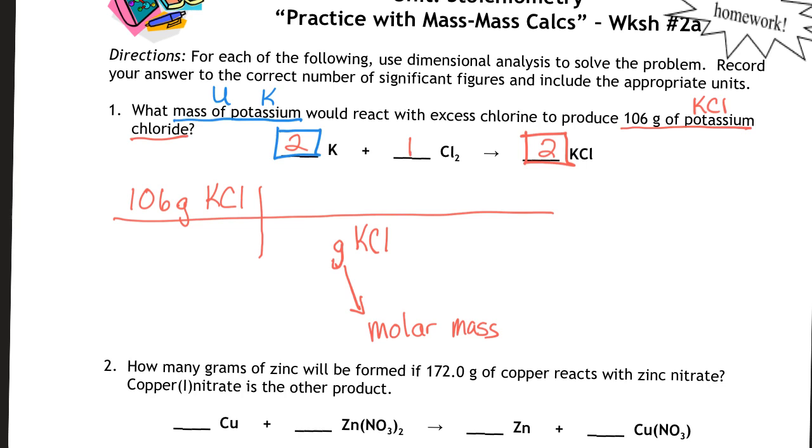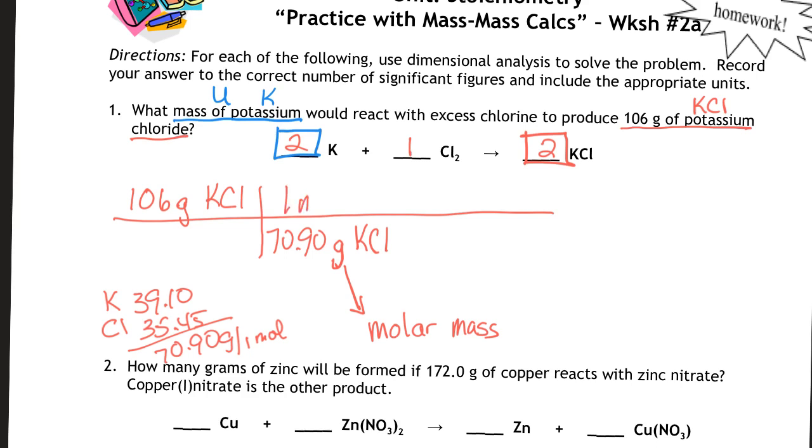So to get the molar mass of KCl, I'm going to need an atom of potassium, an atom of chlorine, and I got to put this on hold because I didn't grab my periodic table. So the mass of potassium is 39.10, and chlorine is 35.45. When you add that together, you're going to get 70.90 grams per 1 mole of potassium chloride. So my 70.90 is going to go here, and that's the weight of 1 mole of KCl.